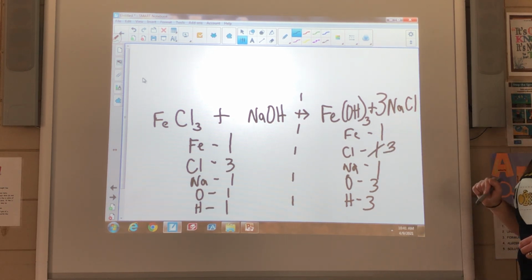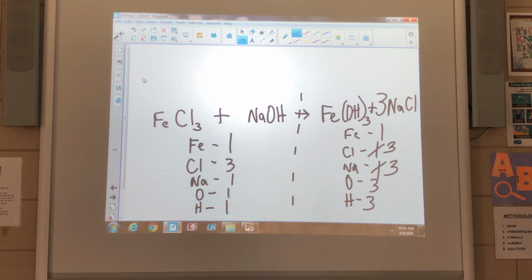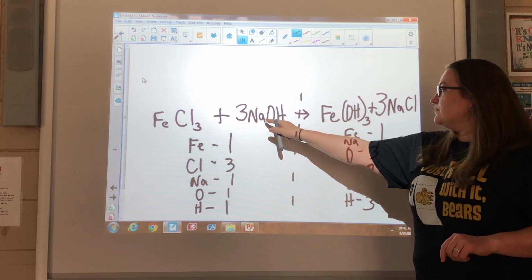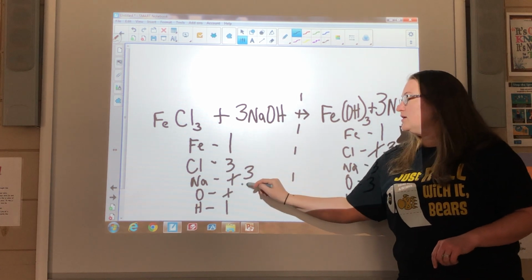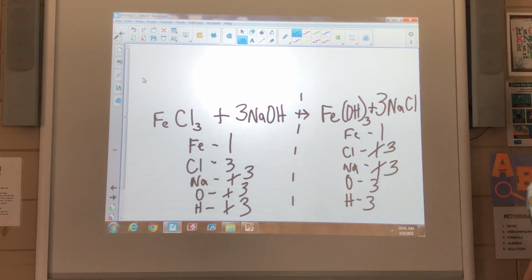What does that do to my sodium? It also makes it 3. Okay. So now what do I need to do? Put a 3 on the NaOH. I'm going to put a 3 here. So that gives me how many sodium? 3. It gives me how many oxygen? 3. And it gives me how many hydrogen? 3. Am I balanced?